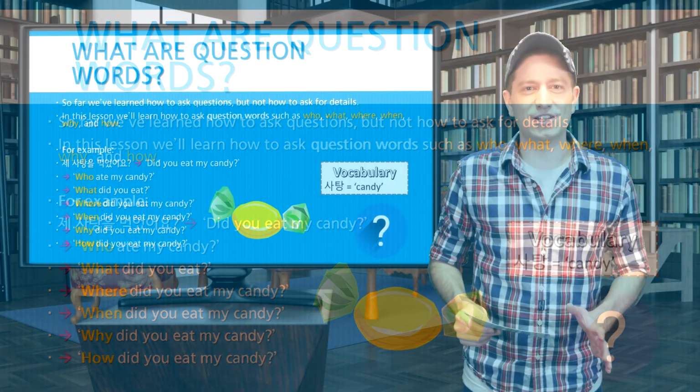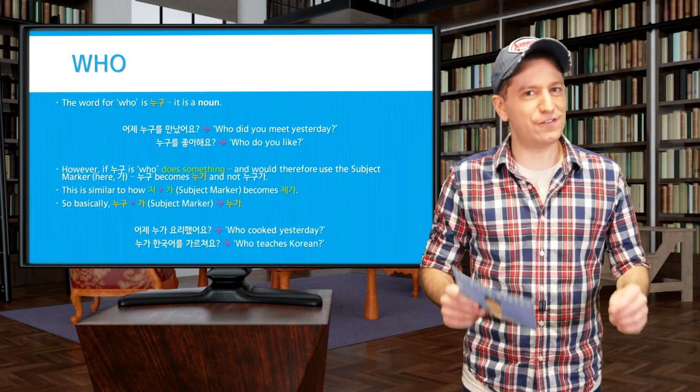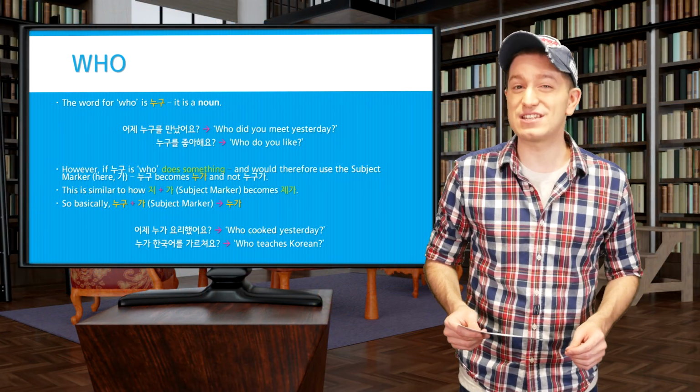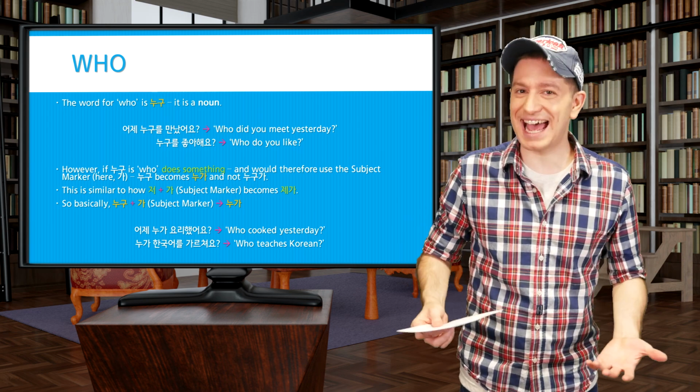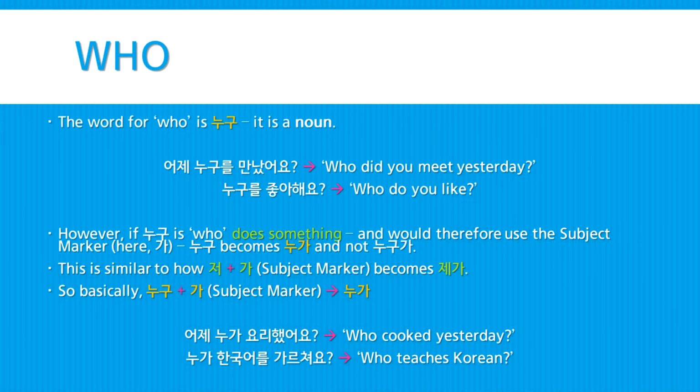So we're going to be learning these words one at a time, and the first one that we're going to cover is how to say who. And the word for who is 누구, and it's a noun. For example, you could say 어제 누구를 만났어요? Who did you meet yesterday? Or 누구를 좋아해요? Who do you like?